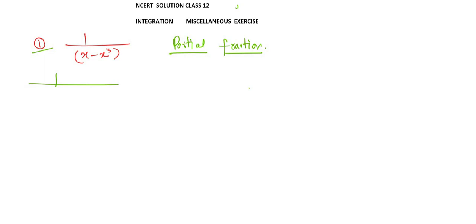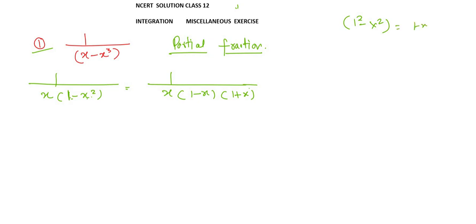So this can be factorized. I can take x common, 1 minus x square. This can be further factorized: x into 1 minus x into 1 plus x, correct? 1 square minus x square is what? We can write 1 minus x and 1 plus x. If you have to integrate it as it is, it's very difficult to integrate.